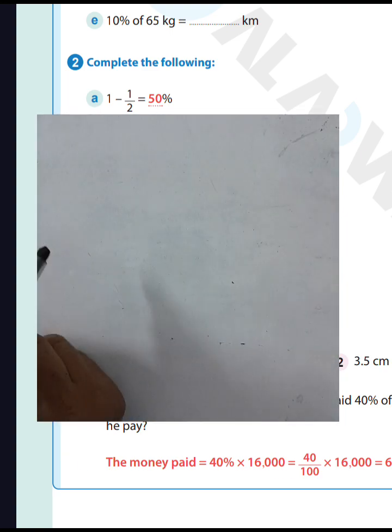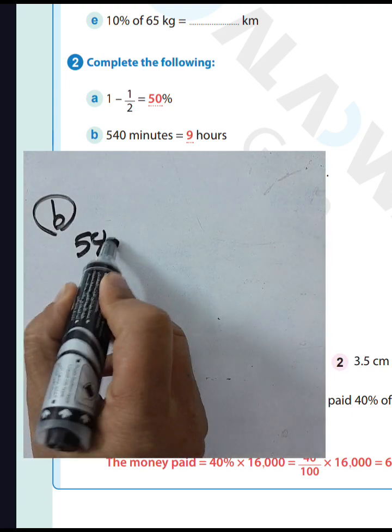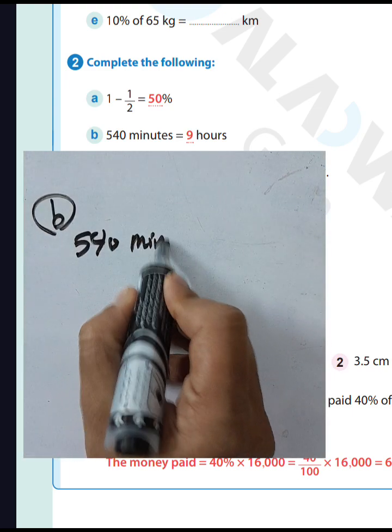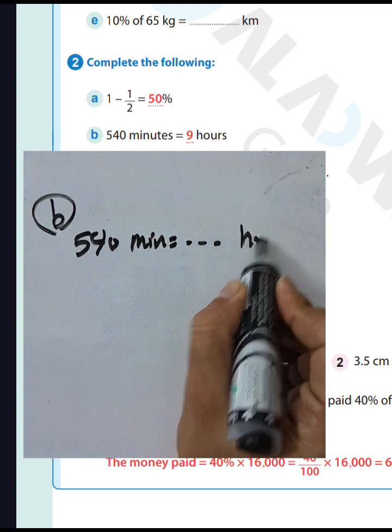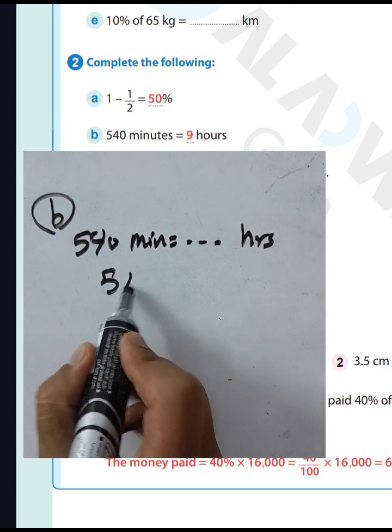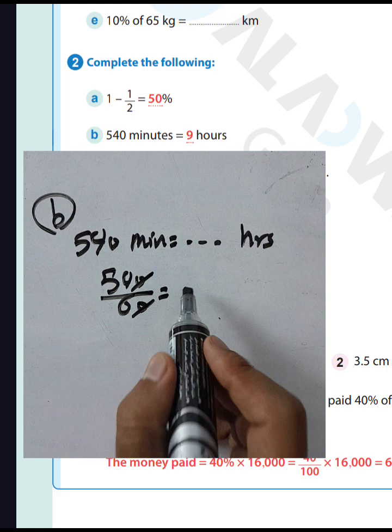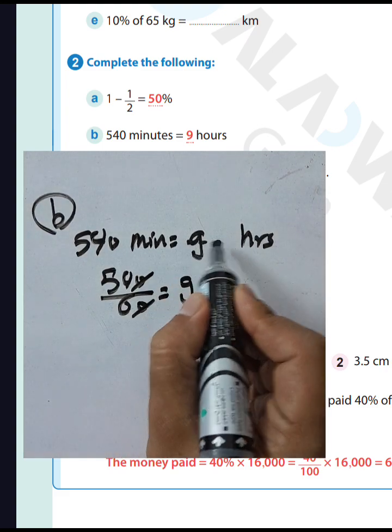Question letter B. 540 minutes equal space hours. To convert from minutes to hours, you must divide by 60, right? 540 divided by 60. Cancel 0 by 0, and 54 divided by 6 equals 9. Then the result will be 9 hours.